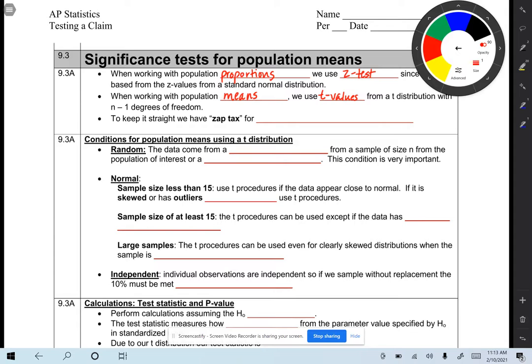To keep it straight, we have what is known as a ZAP tax. And so what that means is z-test for a proportion, t-test for a mean, and we use x to represent mean. So z-test for proportions, and so you can keep it straight too. T for a mean.